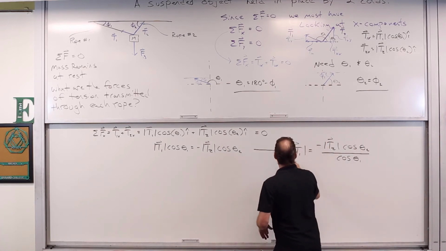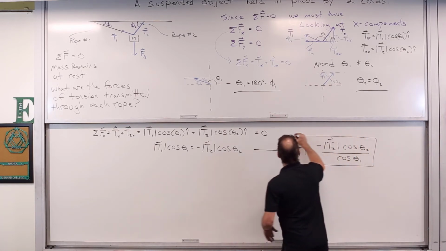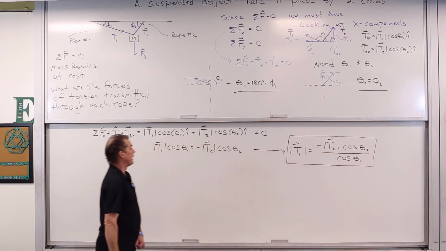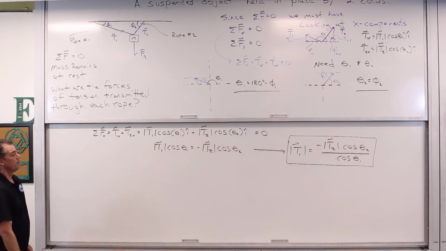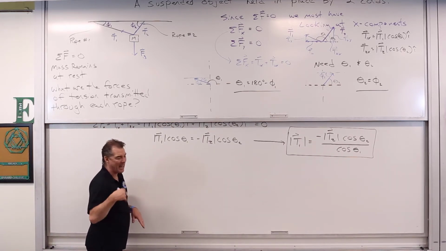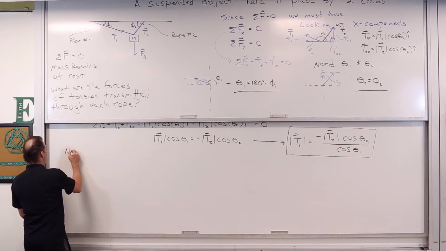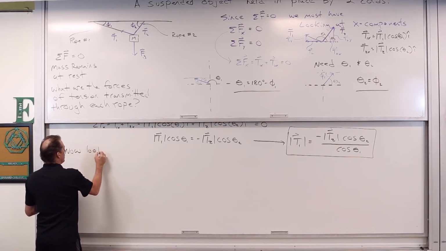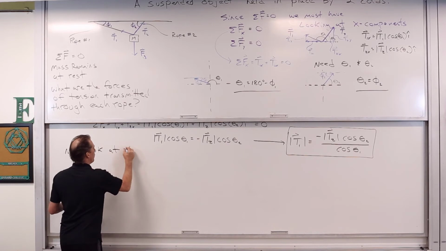Anyways, we get a nice relation here. Boom, that's worth keeping. We still don't know what either T1 or T2 are, but we're on the right track. So that's as much as we can do with the x direction. So now, look at y components.